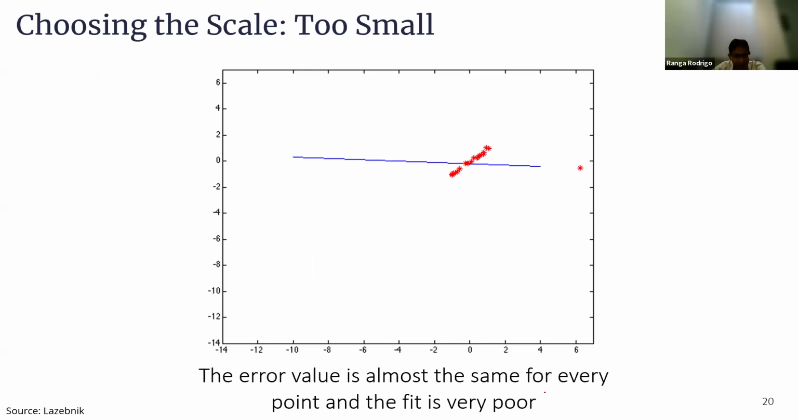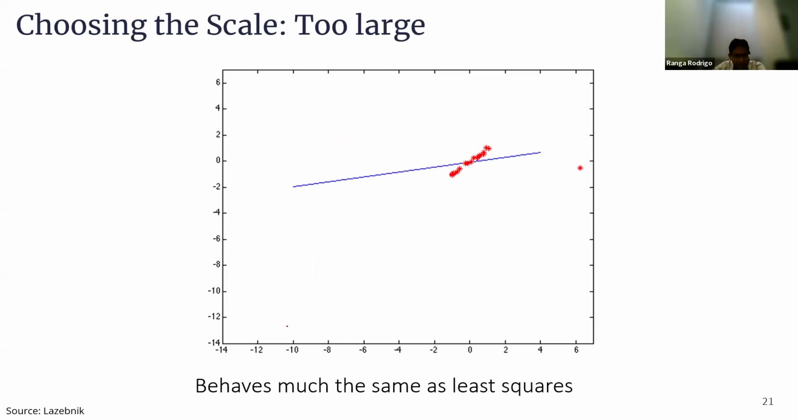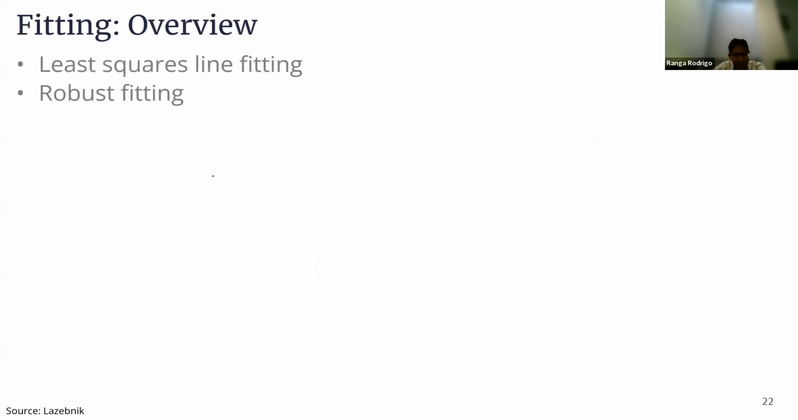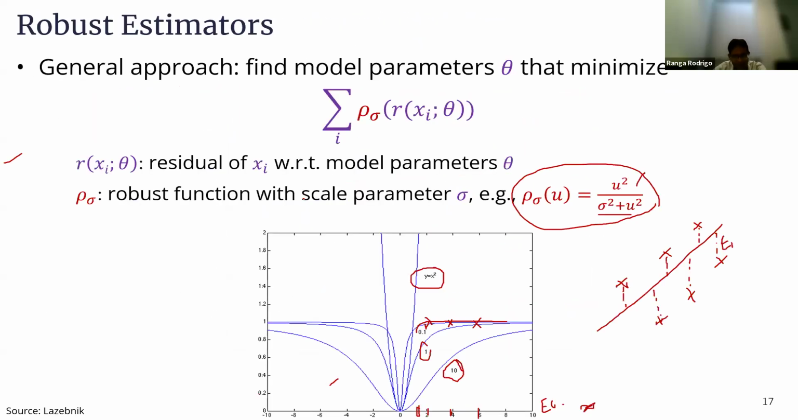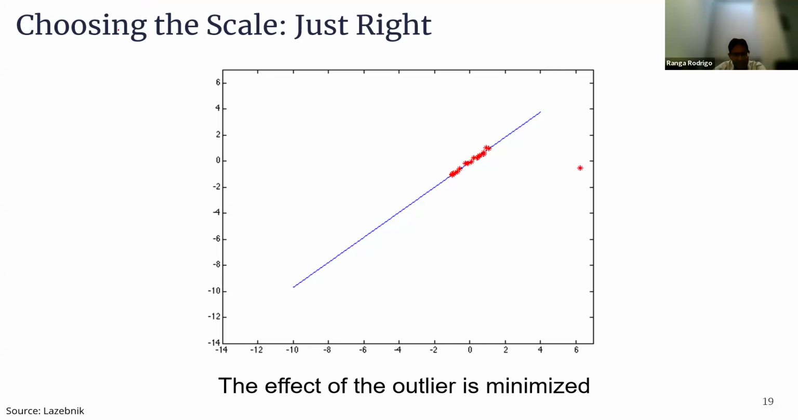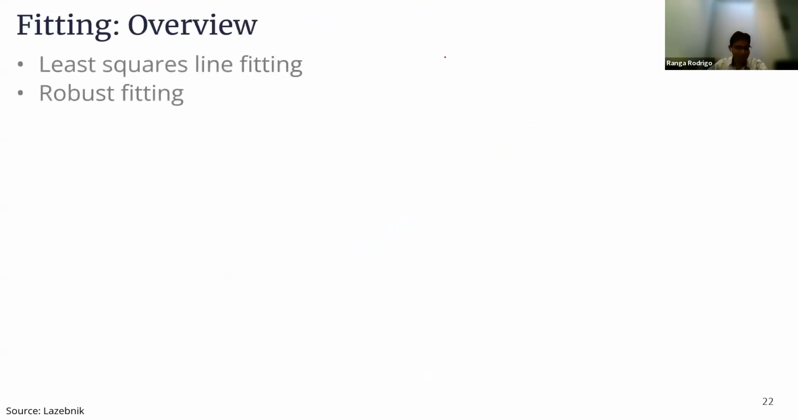For example, the error is almost the same for every point. The fitting is poor if sigma is too small. If sigma is too large, it behaves much the same as least squares, but if sigma is up to some certain number, performance is okay, just right. So you have to find this just right sigma. This is a problem in using the robustifying function. They are okay, but not very good.